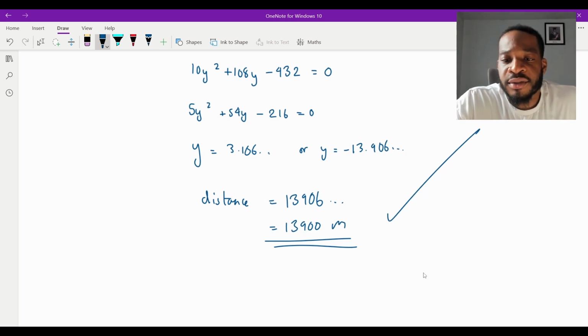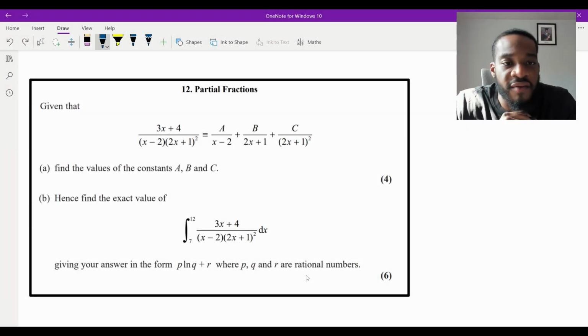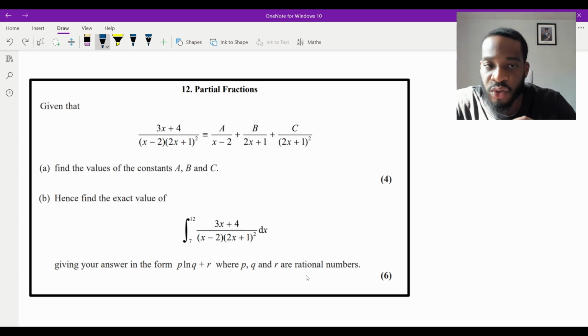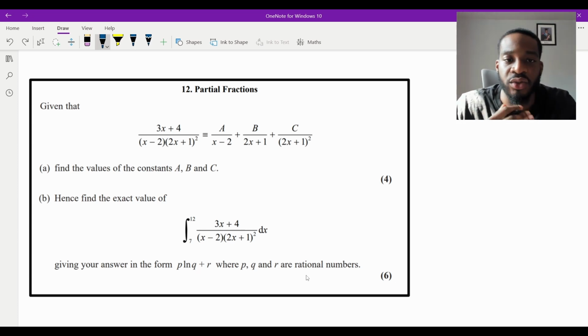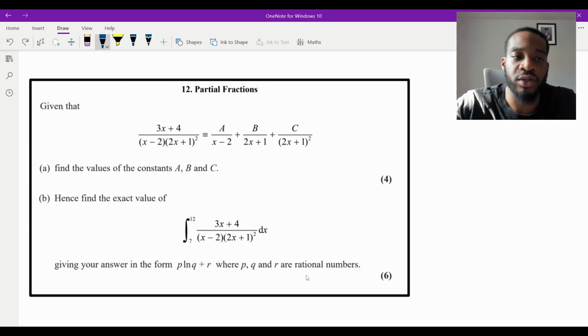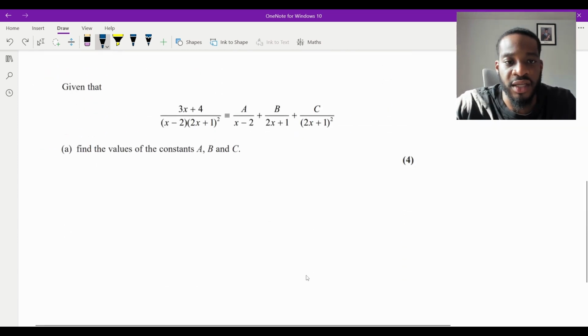And that's it. Finished. Okay, so question 12 says, given that (3x plus 4) over (x minus 2)(2x plus 1) all squared is equal to a over x minus 2 plus b over 2x plus 1 plus c over (2x plus 1) all squared, find the values of the constants a, b, and c, for 4 marks. So let's go through it. I've got it summarized here.